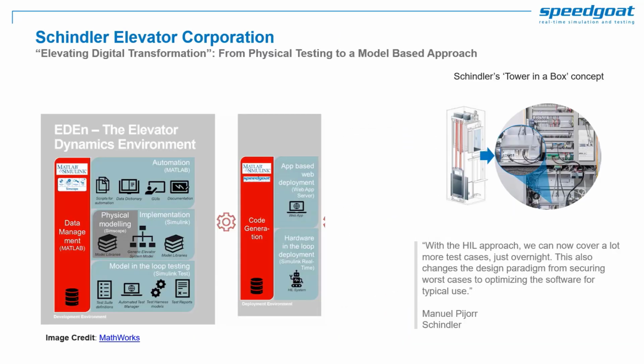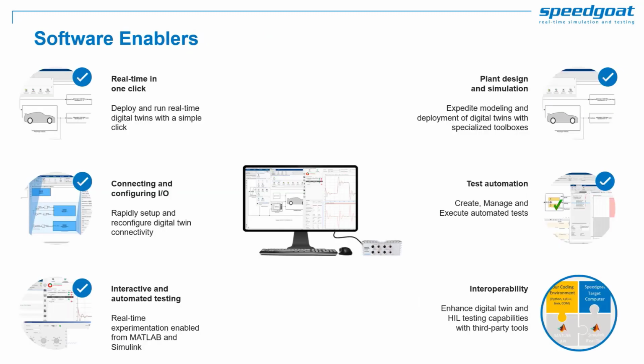Let me mention again Schindler, who has successfully employed Simulink Test to automate HIL testing of their embedded controllers. Their HIL system simulates the entire test tower and elevator components, something they call Tower in a Box. The Tower in a Box concept is currently used worldwide in all Schindler's test facilities, and the complete software release now takes one night instead of four weeks.